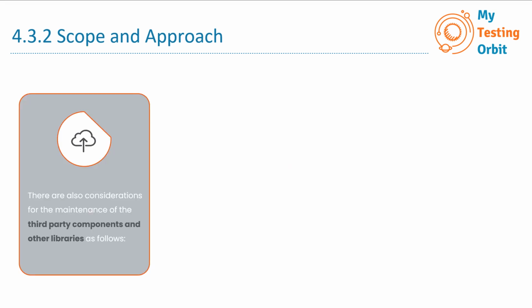There are also considerations for the maintenance of the third-party components and other libraries as follows. So before we start looking into the considerations, we will use an example where we will imagine that the TAS is like a library with books and services. Now let's see how it relates to each consideration.